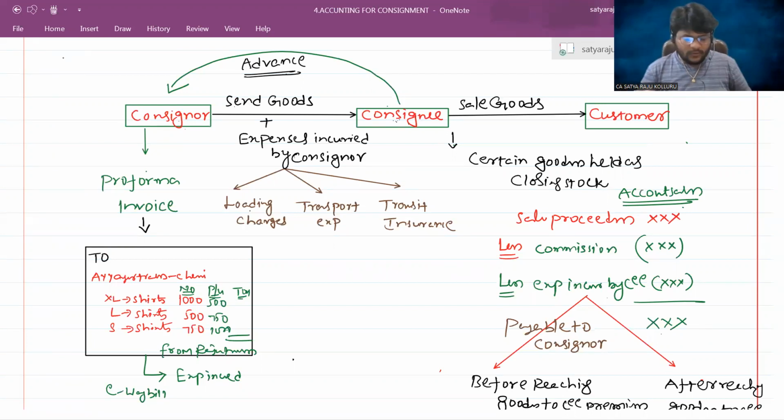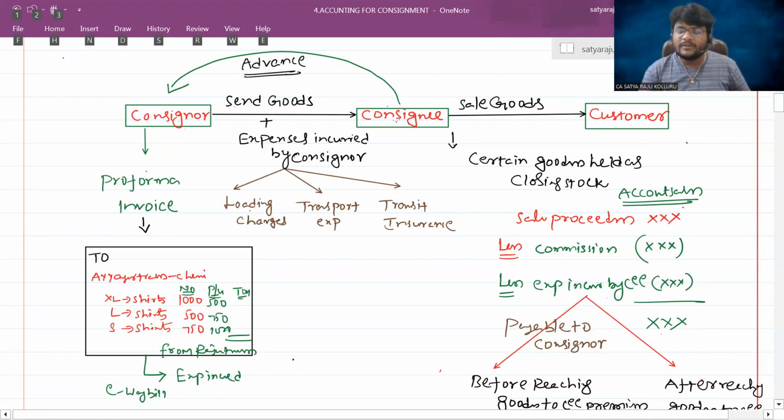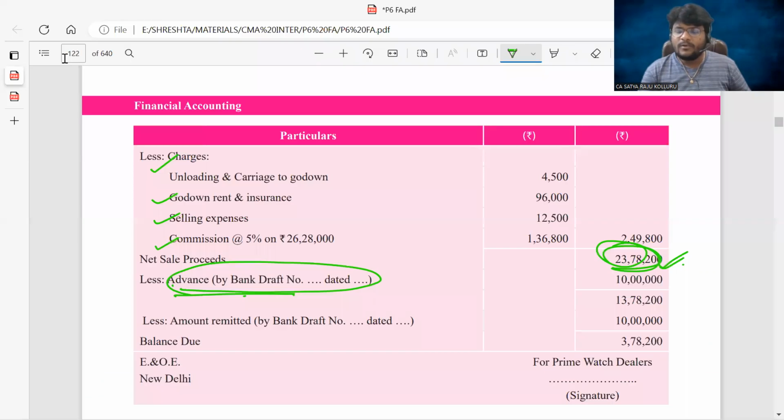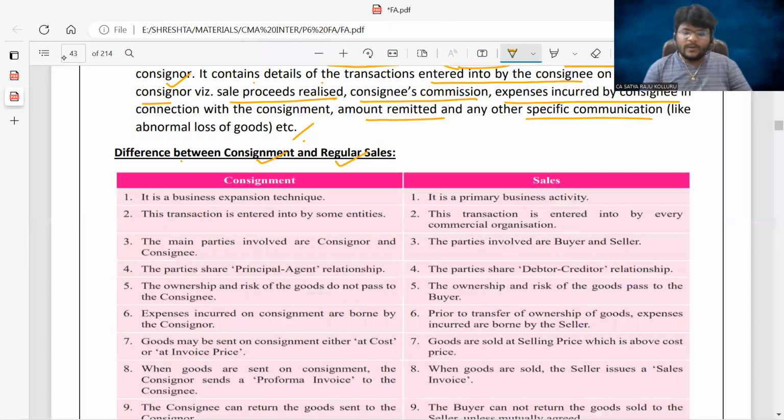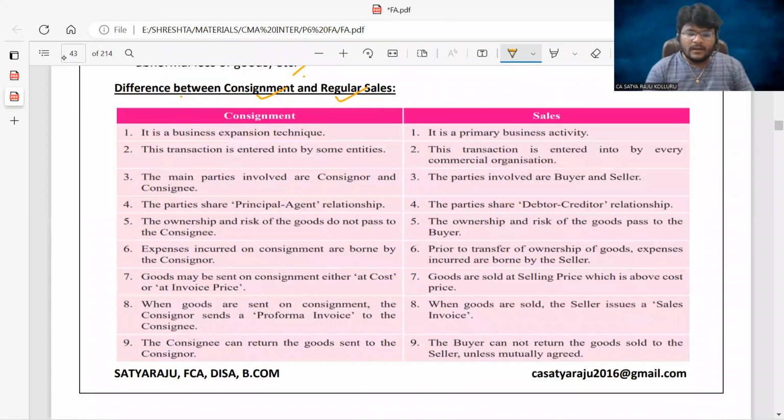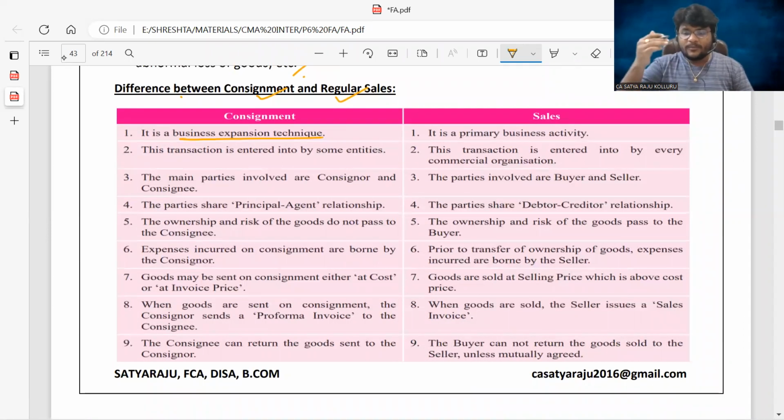Do you agree? Without seeing all such things, I already discussed a lot of differences between consignment nature of business and the general nature of sale transactions. Let me explain all such things through our material. Consignment, sir, it is a business expansion technique. At the inception of this video lecture, I clearly told you consignment is one of the business expansion techniques.